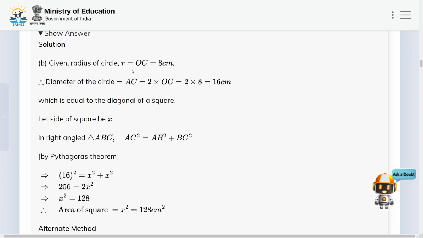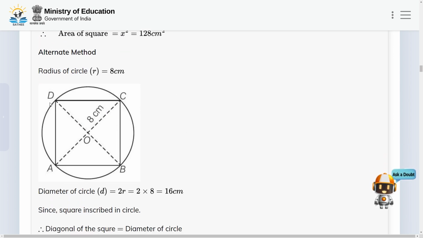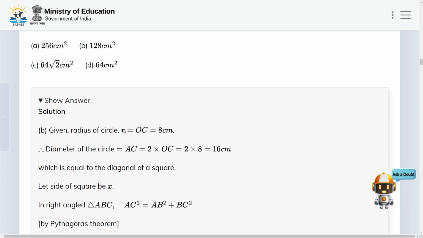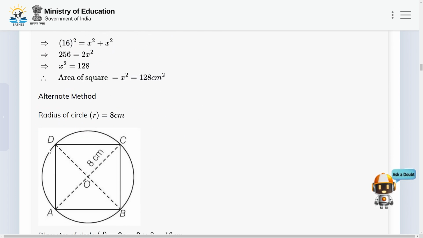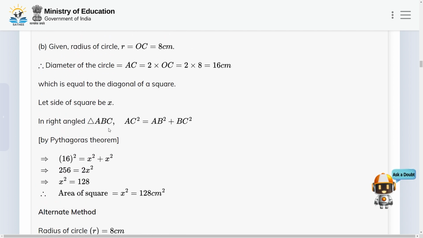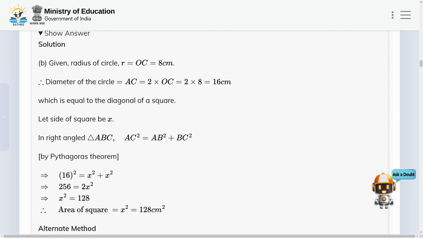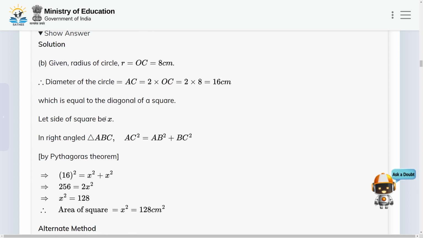So here given that radius of circle r, this is OC, is equal to 8 centimeter. So first of all you have to draw the figure. So here this square is inscribed in a circle of radius 8 centimeter. So r, that is OC, is equal to 8 centimeter, and therefore diameter of the circle, that is AC, is equal to 8 times 2, that is 16 centimeter, which is equal to the diagonal of a square.